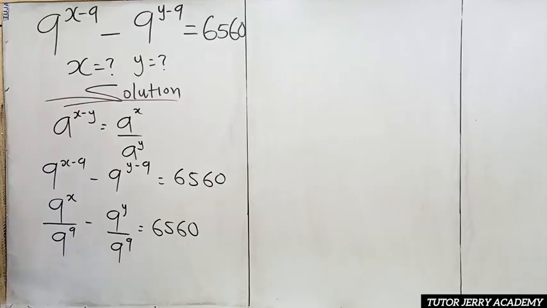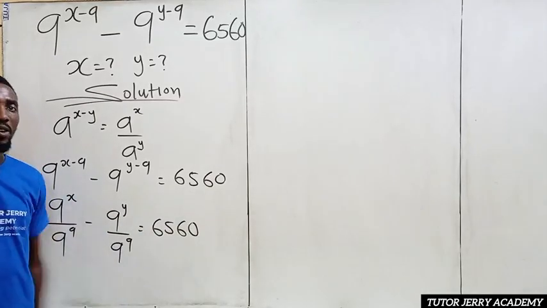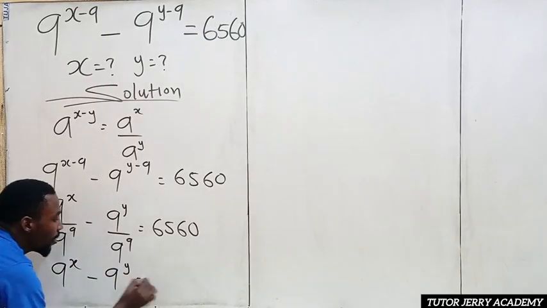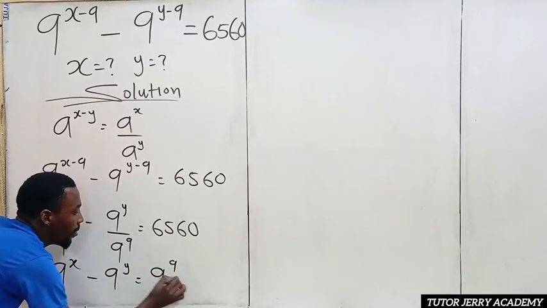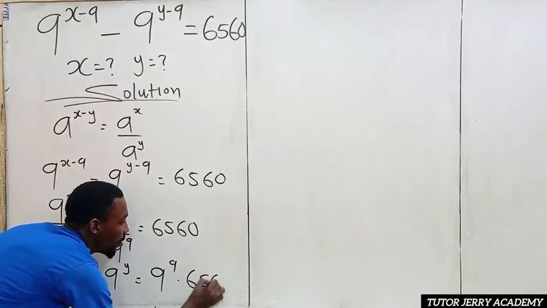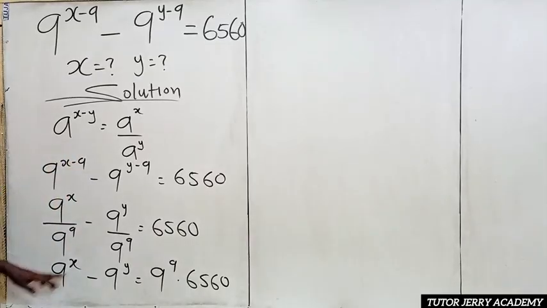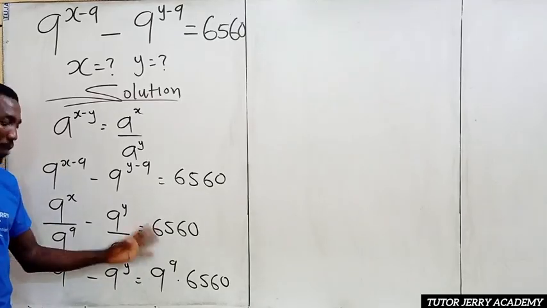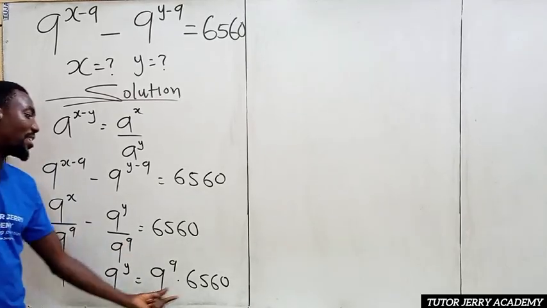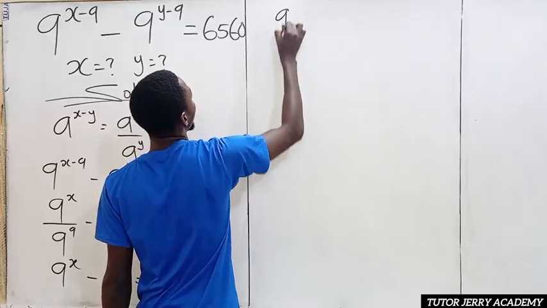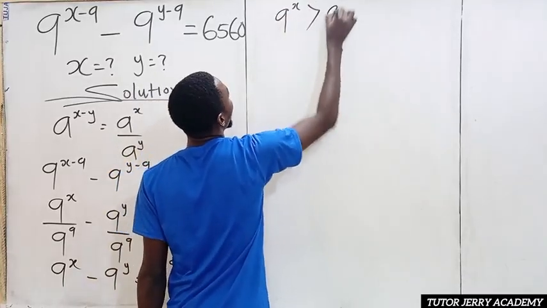6,560. Alright, so if I multiply through by 9 to the power of 9, we are going to be left with 9 to the power of x minus 9 to the power of y equal to 9 to the power of 9 multiplied by 6,560. Now, you are going to observe that if we subtract these two numbers, we are having a positive number here. It means that 9 to the power of x is greater than 9 to the power of y.